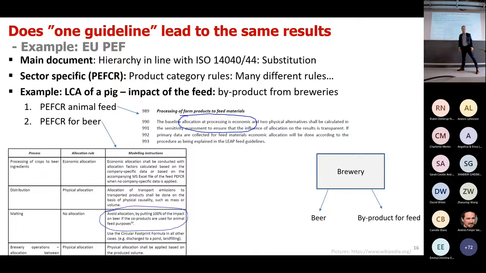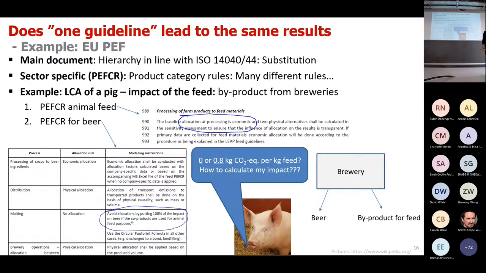So you have PEF here. You just need to choose the right document and you can reduce your impacts by 50%. And this is just one example. Of course, I don't have the time for telling all the examples. But the problem is that this poor guy doesn't really know how to calculate its impact if its feed can have such different results.